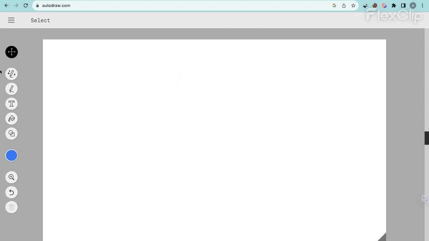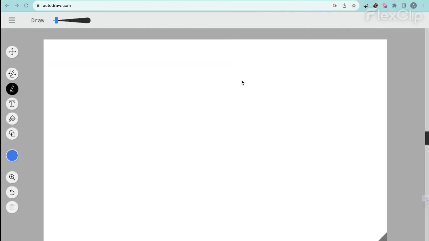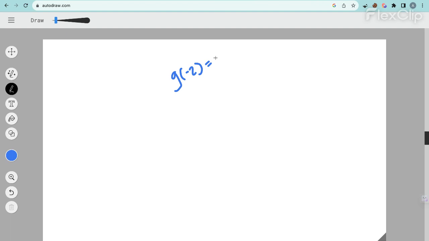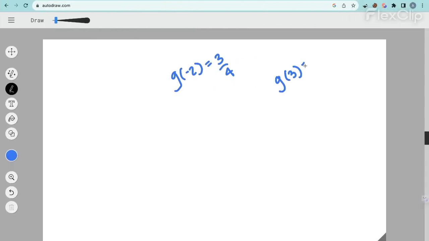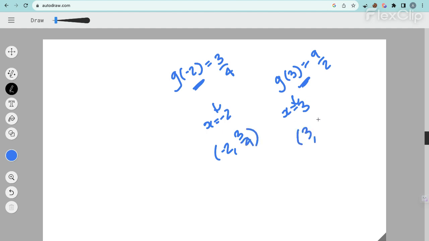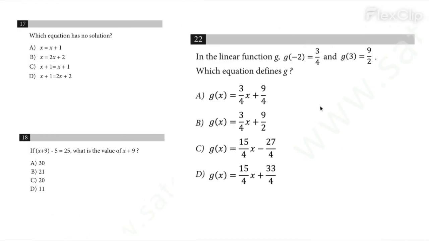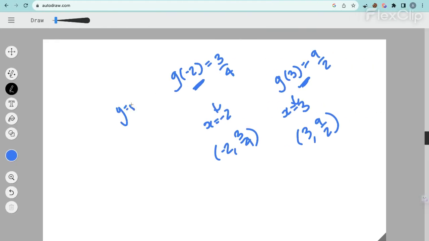So for this problem specifically, the information that we get is that g of negative 2 is equal to 3/4, and g of 3 is equal to 9 over 2. I want you to think of the number in here as the x value. X equals negative 2 here, x equals 3 here. So that means it'd be negative 2, 3 over 4, and 3, 9 over 2. It asks what equation defines g? We obviously need to find the slope and the y-intercept, so we use the general form we already talked about, y equals mx plus b. To find the slope, you do y2 minus y1.